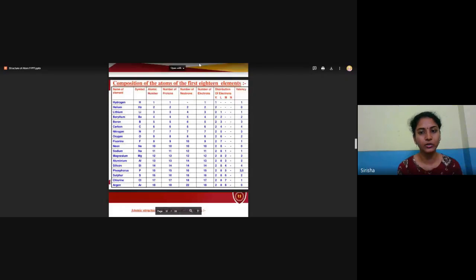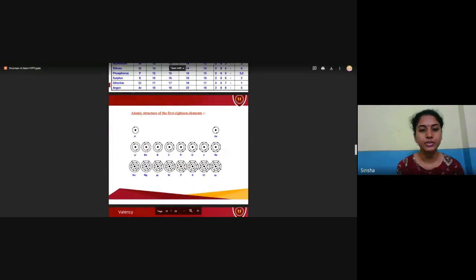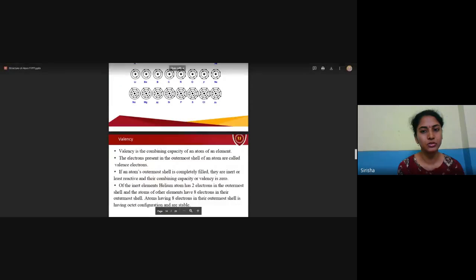Like this, according to the atomic numbers, he arranged the distribution of electrons in different shells such as the K shell, L shell, M shell, and N shell. Okay. Now we shall see the structures. For hydrogen, one electron is present in the outermost orbital. For helium, it is stable, with two electrons. For lithium, two electrons, and one electron in the outermost shell. For beryllium, two electrons. Like this, these are the structures for the first 18 elements.